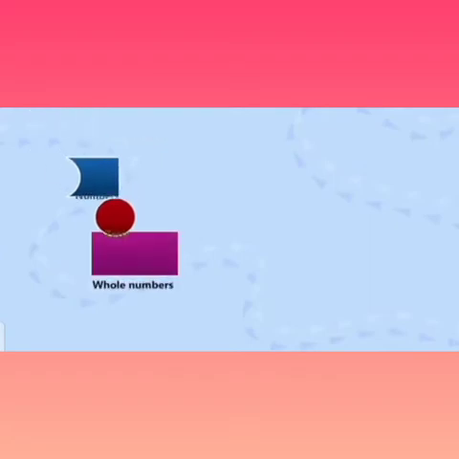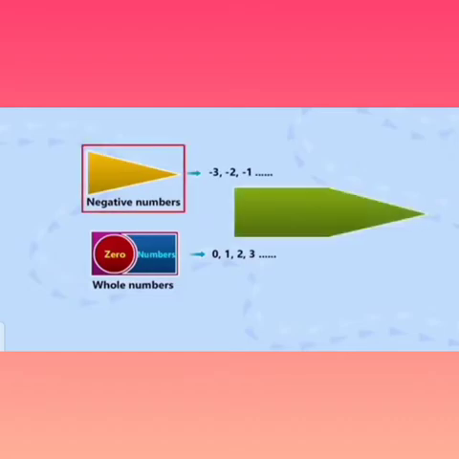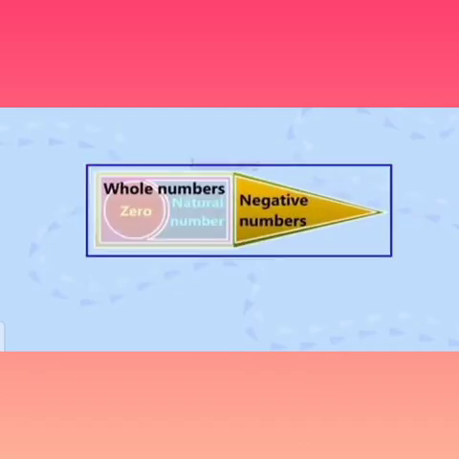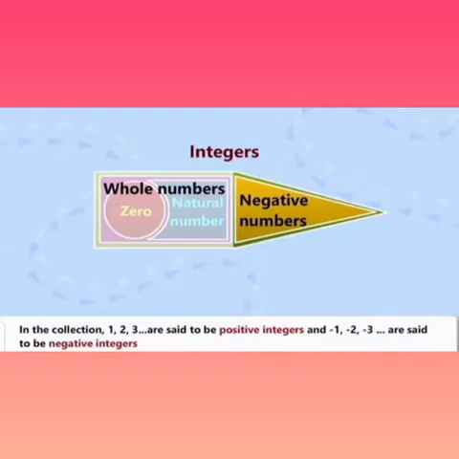We are very familiar with natural numbers like 1, 2, 3, 4, etc. Including a 0 to natural numbers gives us the set of whole numbers 0, 1, 2, 3. Now, we know that there are negative numbers like -3, -2, -1. When the negative numbers and the whole numbers are put together, the new collection of numbers is called integers. In this collection of integers, 1, 2, 3, and so on are said to be positive integers, and -1, -2, -3, and so on are said to be negative integers.